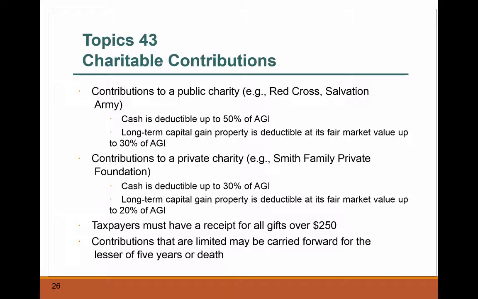Now, charitable contributions are basically to any public entity, the Red Cross, the Salvation Army, and cash is deductible up to 50% of your adjusted gross income. Then you have long-term capital gain property that's up to the fair market value of 30% of the AGI. If you have a private charity, you can deduct 30%, and then long-term income goes down to 20%.